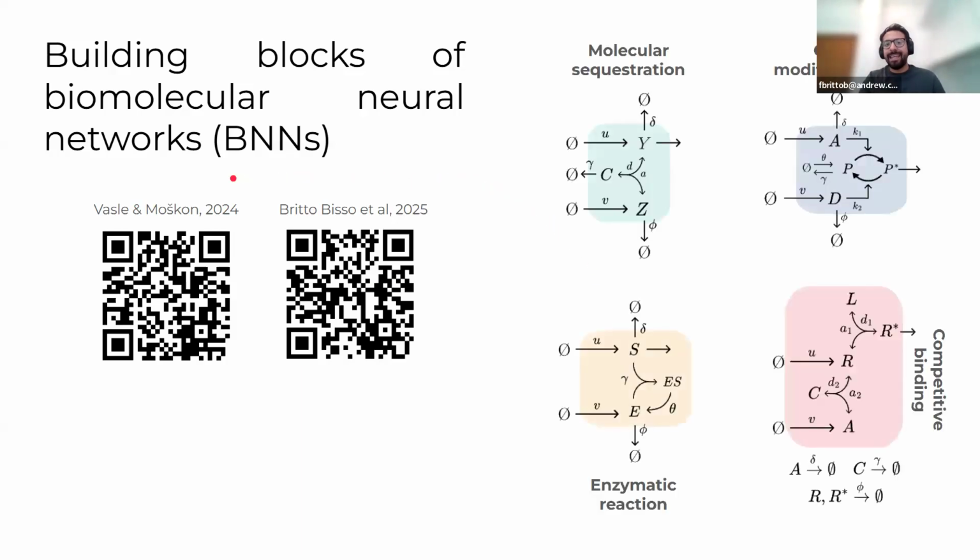But we observed that we could abstract ourselves to 4 different chemical networks that implement, or could be used to implement, neural networks. One of those is molecular sequestration, in which we have 2 molecules Y and Z that are able to bind to form a complex C. We have the covalent modification cycle, of which I think the most prominent example is the phosphorylation-dephosphorylation cycle, right? Done by a kinase and by a phosphatase. We have the enzymatic reactions, right? Pretty similar to molecular sequestration, but just considering that the enzyme is able to recycle itself.